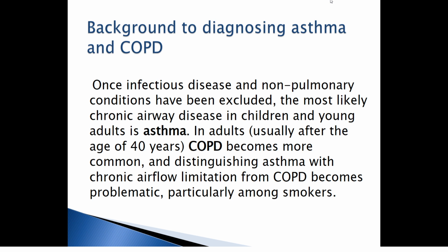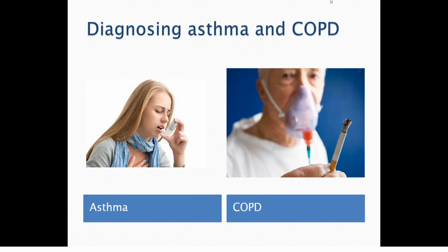Once infectious disease and non-pulmonary conditions have been excluded, the most likely chronic airway disease in children and young adults is asthma. In adults, usually after the age of 40 years, COPD becomes more common, and distinguishing asthma with chronic airflow limitation from COPD becomes problematic, particularly among smokers. So asthma is a disease for young age. For more old age, especially after 40, it can be both asthma and COPD, and can also be overlap syndrome, which includes both these diseases.